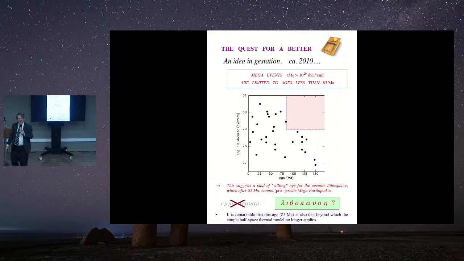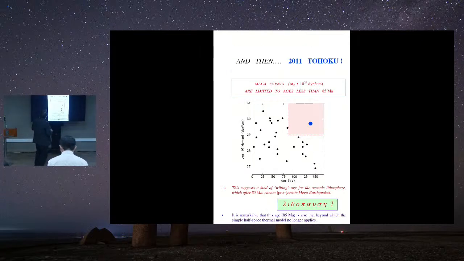And one day I was drinking ouzo with Kostas Synolakis on a beach in Greece. I said, Kostas, I need a Greek word for that. And he came up with lithopausis, which means lithopause. At some point the lithosphere becomes so old that it cannot create big earthquakes. So I was about to write up this thing when the Tohoku earthquake occurred, and bing, it violates the concept and it no longer works.